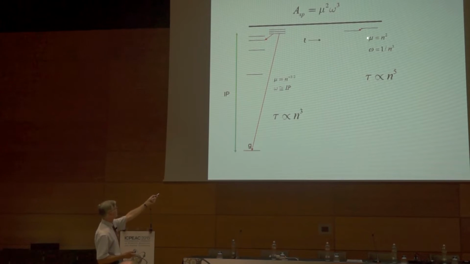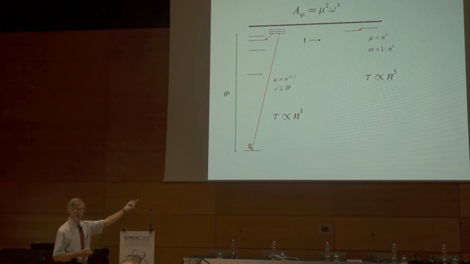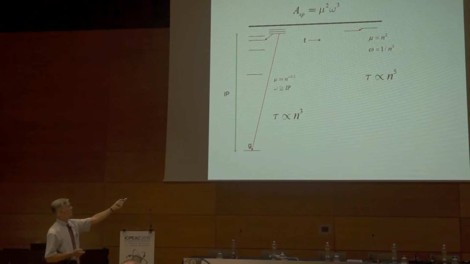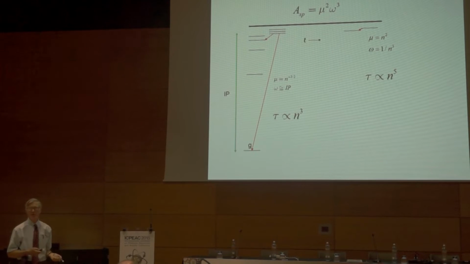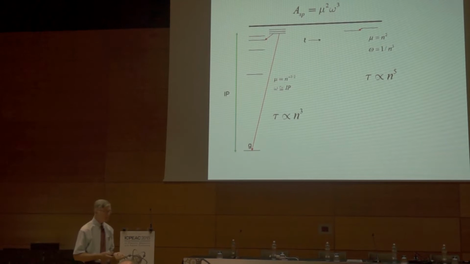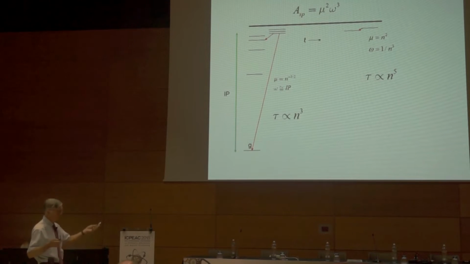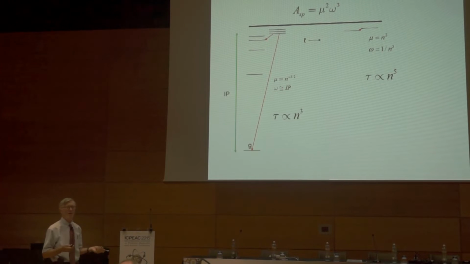So this decay from the highest L states down to the n and L just below it actually has a matrix element that scales as n squared, a frequency that scales as 1 over n cubed, and we get this n to the 5th dependence. Okay. So in spite of the fact that they're big and highly excited, they live a long time.